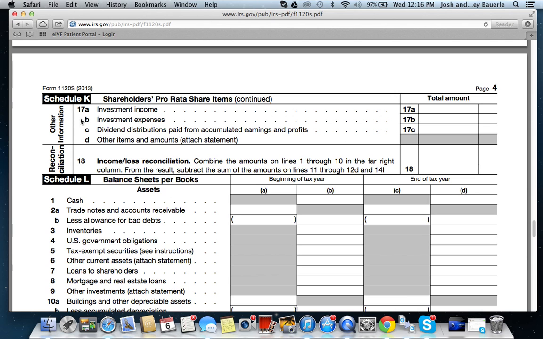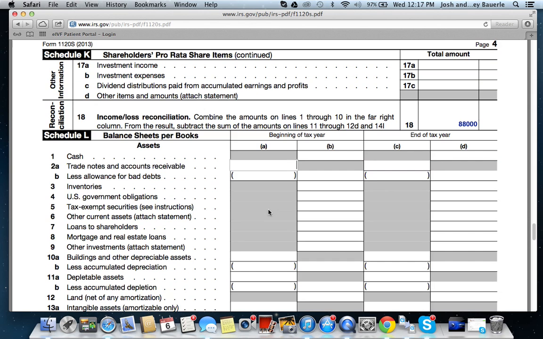Finish up. 17A, investment income, investment expenses. So this is if you had any, if you're invested in like stocks, bonds, anything like that within your company. So 18, income or loss reconciliation. So you're going to combine the amounts on lines 1 through 10 in the far right column. From the result, subtract this sum of the amounts, and so you're taking your income and subtracting all the expenses, and it's going to get you to that total number we already figured out, 88,000.